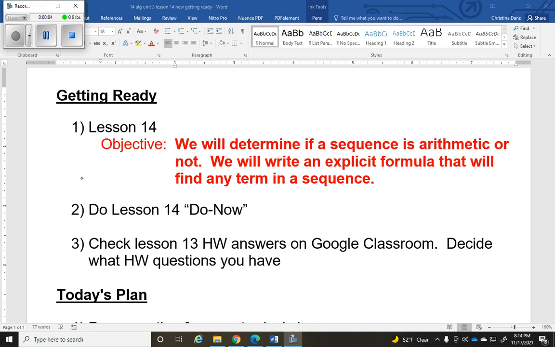So today we're going to be looking at a sequence of numbers. And with that sequence of numbers, we're actually going to be able to maybe use an equation that helps us find the next number in the sequence. We're actually going to be able to write that equation ourselves if we're given a sequence of numbers.